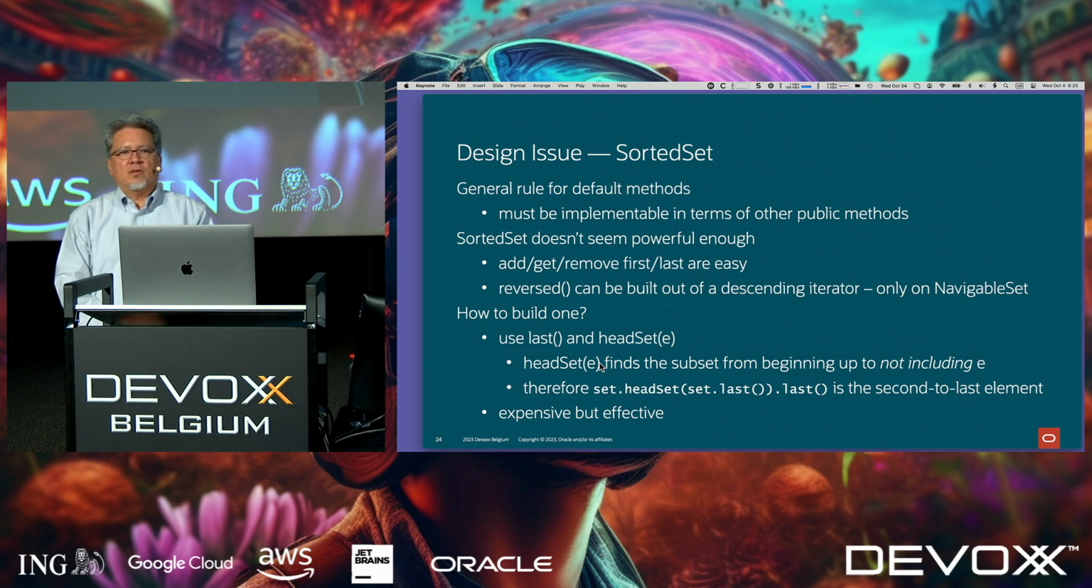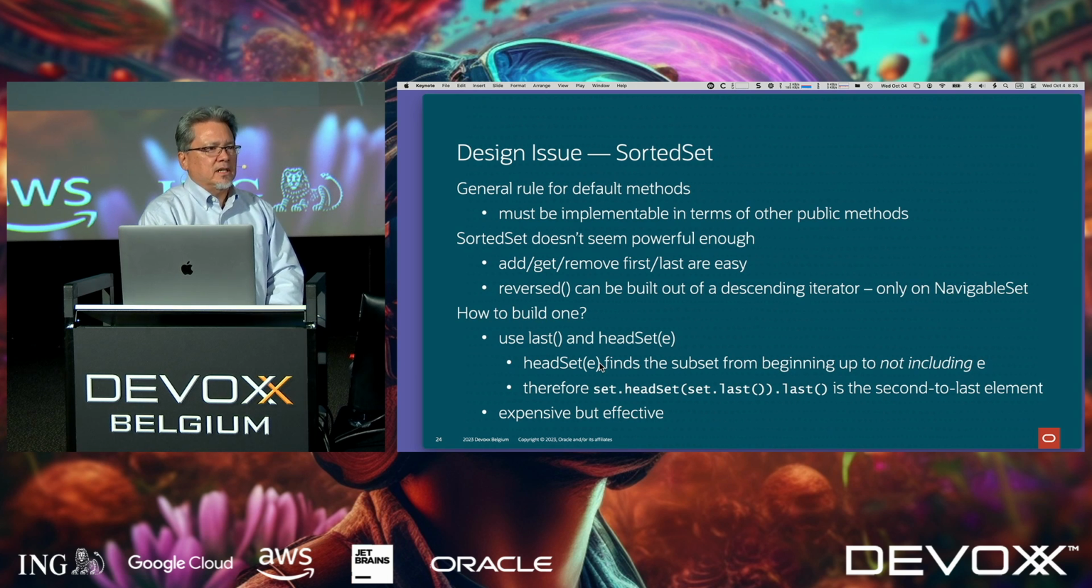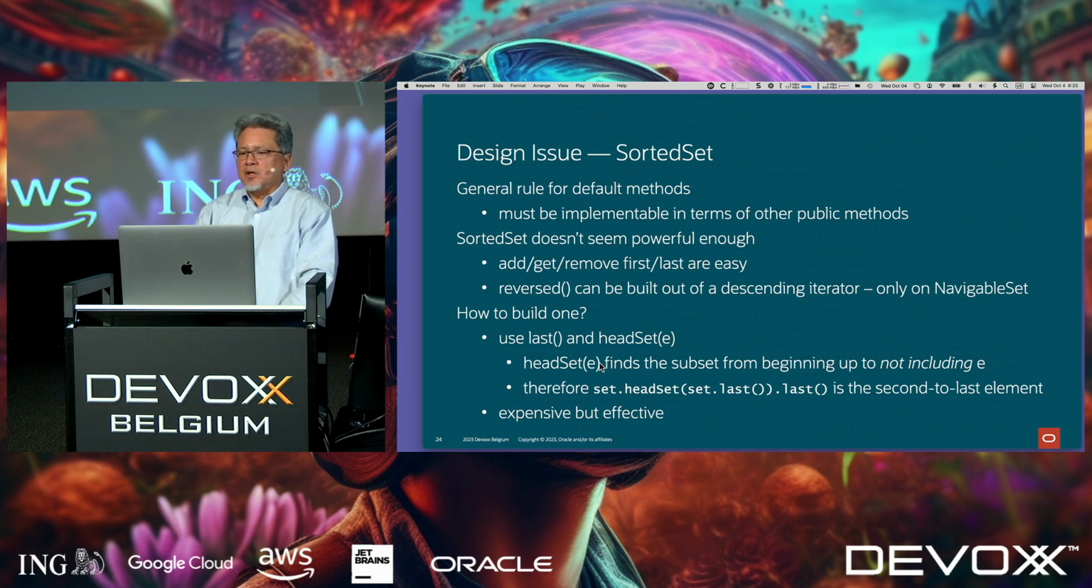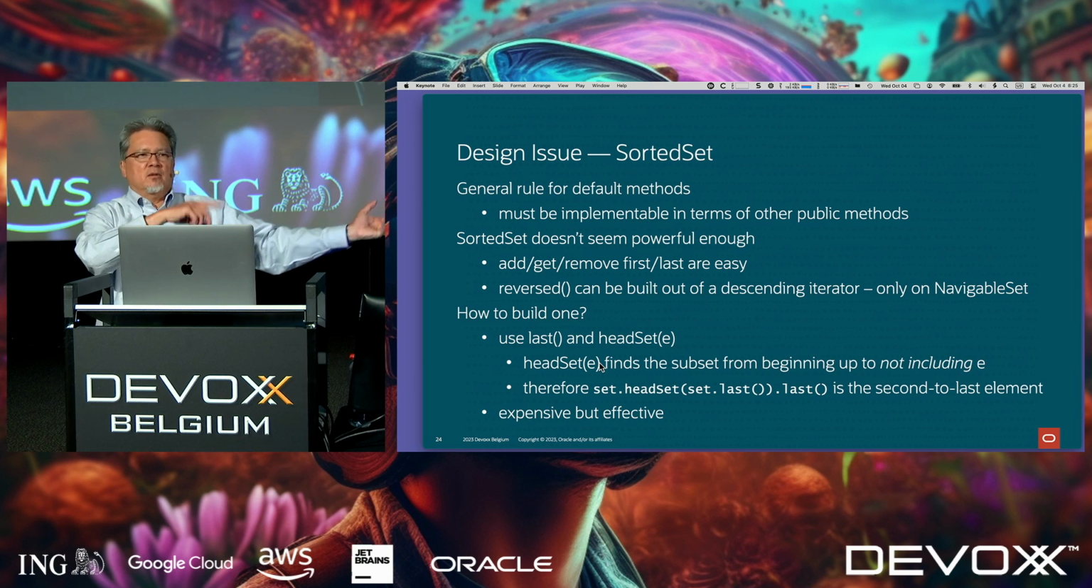In general, the way to get a reverse ordered view is to get a descending iterator, and then you can build a reverse ordered view out of that. But there's no descending iterator on sorted set. There is a descending iterator on navigable set. In fact, navigable set is the one that has the descending set view, and that actually is the reversed view itself. But it's not on sorted set. So the task became: given an arbitrary sorted set, how can you build a descending iterator of the elements without copying them all out and then reversing them somewhere?